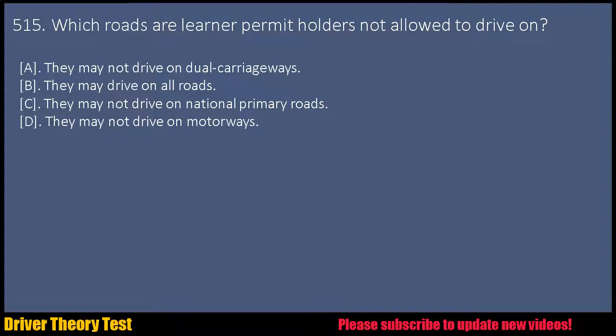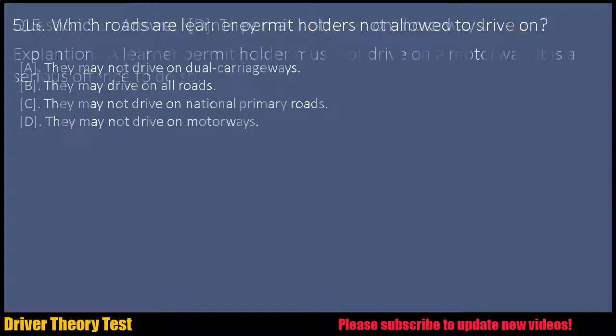Question 515. Which roads are learner permit holders not allowed to drive on? A. They may not drive on dual carriageways. B. They may drive on all roads. C. They may not drive on national primary roads. D. They may not drive on motorways.